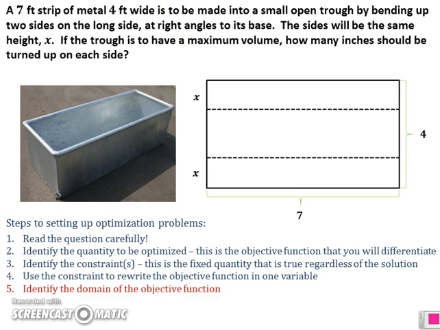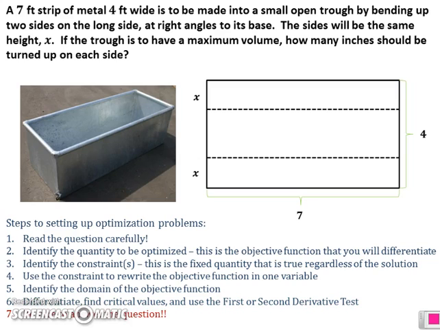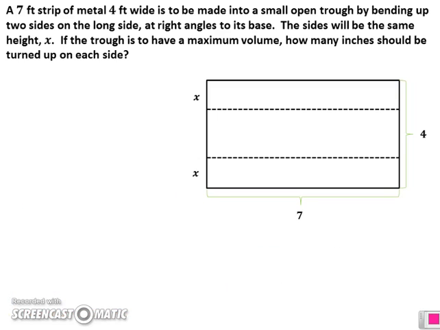And then we need to talk about the domain of the objective function because sometimes some of the x values don't fit. So then we just go through the process at that point of what you've been doing, find the critical values, and then use one of the derivative tests to find the maximum or minimum. And then go back to the equation or to the question and make sure you're answering what they're asking. Don't just stop and move on. Okay, let's try all this.